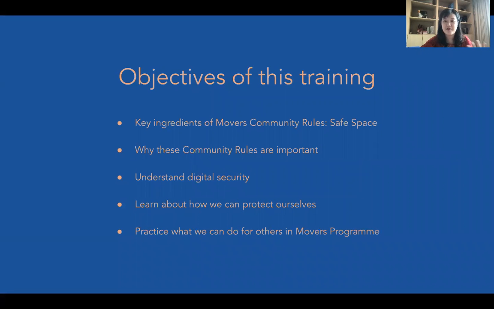The objective of this training is that we want to go through some key ingredients of the Movers community rules, which is safe space, and dig a little deeper into this. We also want to discuss why these rules are important, elaborate on what digital security is and how we can protect ourselves, and spend some time practicing what we can do, and what others can do, to make sure we maintain this as a safe space in the Movers program.